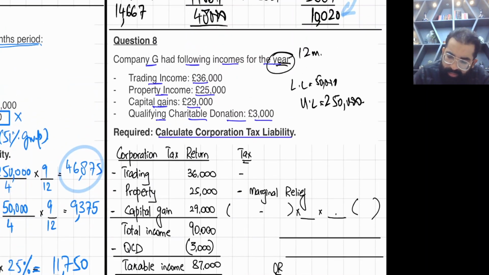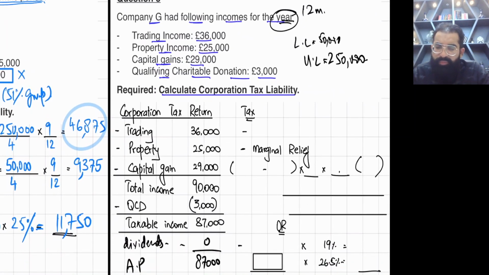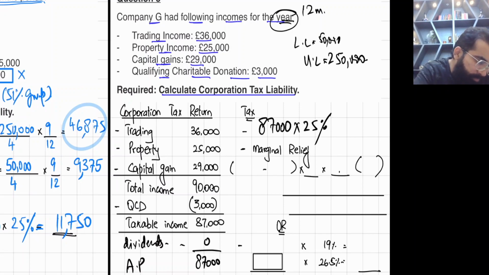Okay, listen. So let's start. First of all, normal tax. The limits are 50,000 and 250,000. Your AP is more than 50,000 and less than 250,000, so definitely the higher rate will be applied. The higher rate is 25%. So 87,000 multiplied by 25% is 21,750.